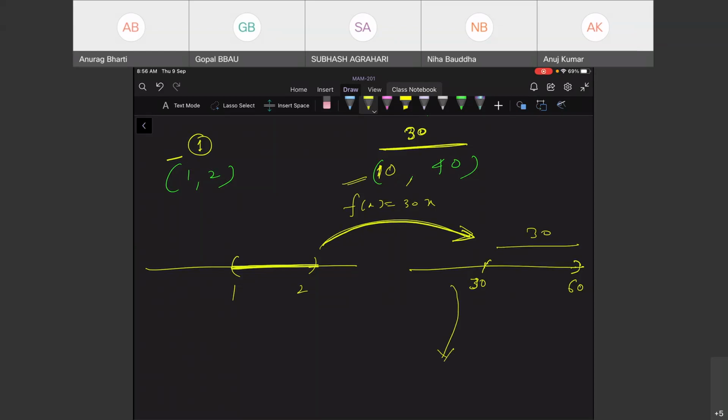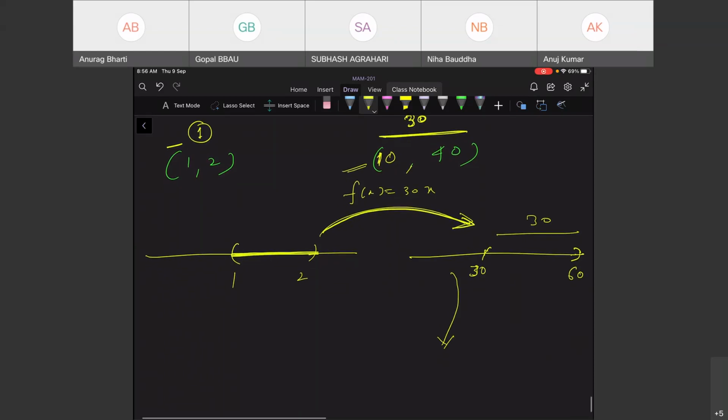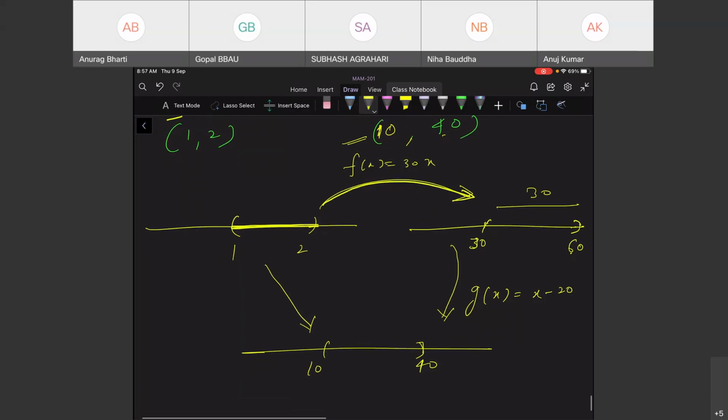अब इसके बाद, ये जो 30 है इसको भेजना है कहाँ पर? 10 में, देख रहे हैं? और 60 को भेजना है 40 में। तो दूसरा एक मैप करिए, g(x) = x − 20। तो दिस 30 विल बी मैप्ड टू 10 एंड दिस 60 विल बी मैप्ड टू 40। सो दिस मीन्स यू हैव फाउंड अ मैप from (1, 2) to (10, 40), which is given by f of g.